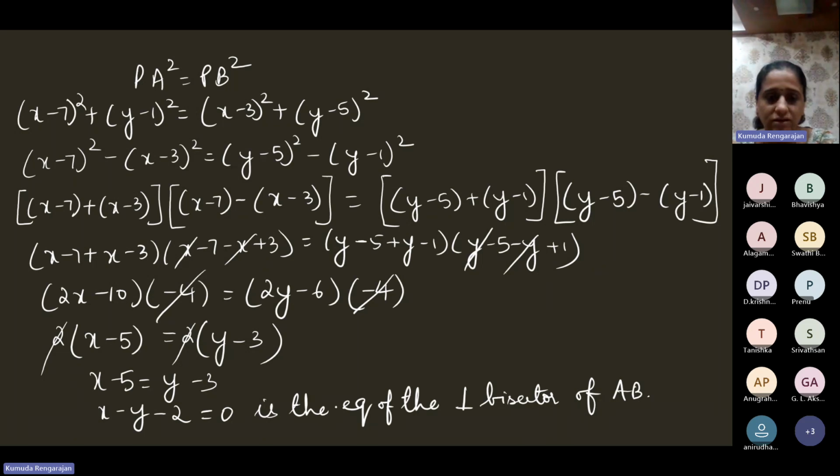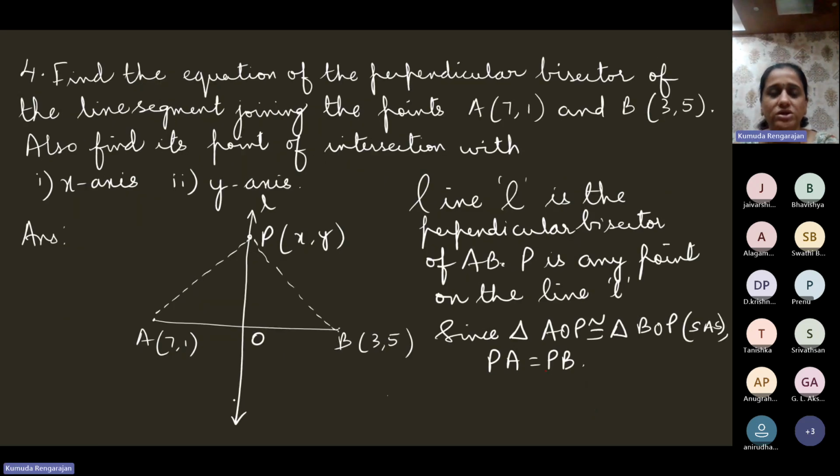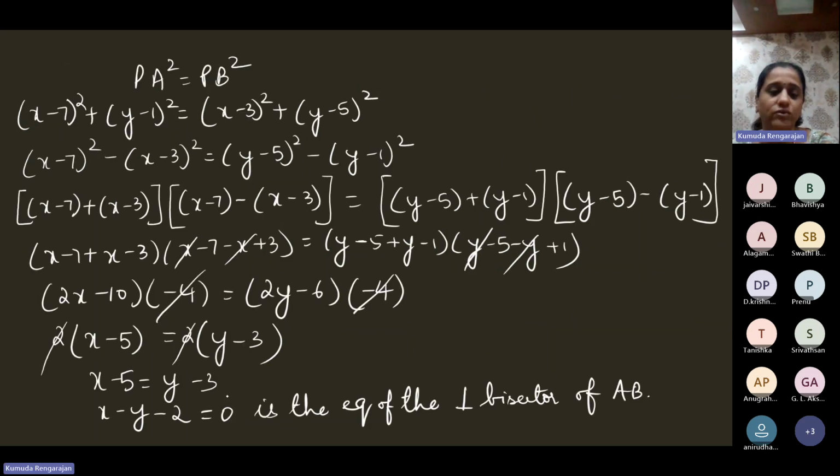When you work that out, you will finally have to take all the terms to one side, and you see that you have a linear equation in x and y. x minus y minus 2 is equal to 0 is a linear equation in x and y. The perpendicular bisector is a line, and every line is given by a linear equation in two variables x and y. So x minus y minus 2 is equal to 0 is the equation of the perpendicular bisector of the line segment AB.